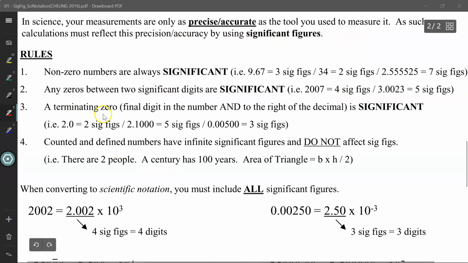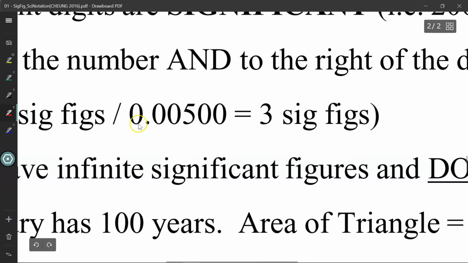Now the next rule deals with terminating zeros. To be a terminating 0, it must be the final digit in the number, and it must be to the right of the decimal place. So these zeros over here are not terminating zeros. This one isn't to the right of the decimal place, nor is it the last digit in the number. These ones are not terminating. Even though they're to the right of the decimal, they're not the last digit in the number.